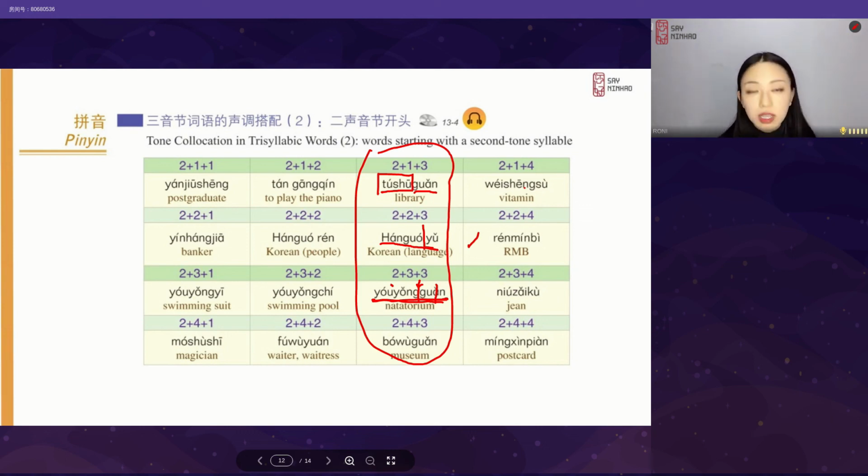Last one is 博物馆. 博物馆, the museum. Nothing special for it. Although we've separated into two parts, nothing to pay attention to. Okay, 博物馆. So just pay attention to the third tone.